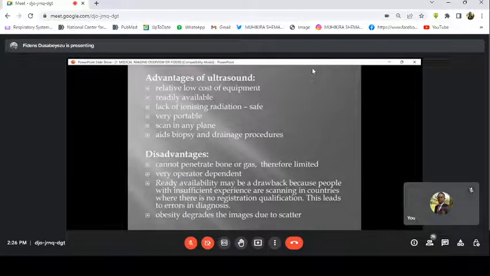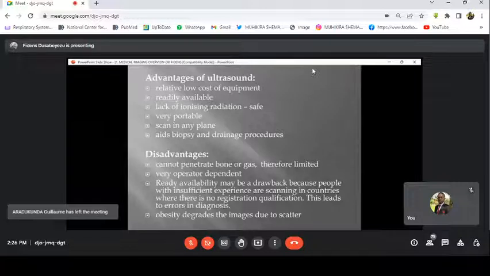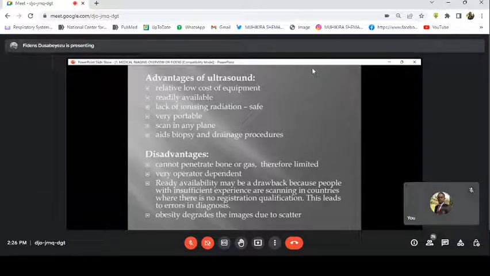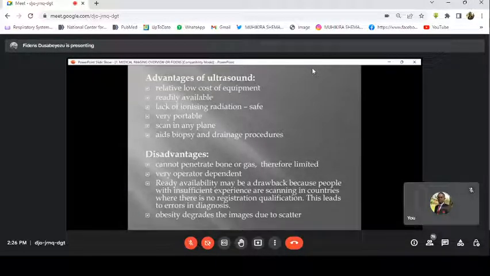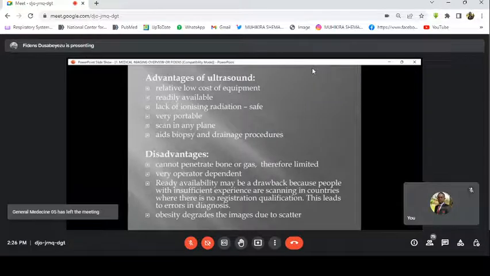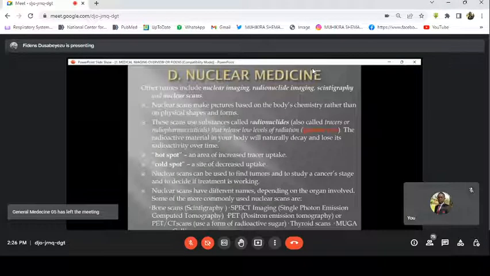I've explained about scatter. So this one you have to know. By the way, this is for you, because you have to know them so that when you are practicing medicine, you know how to decide. For a very obese patient, you can even decide not to do ultrasound, but to do CT scan instead. All right. Okay. So we are done with ultrasound.